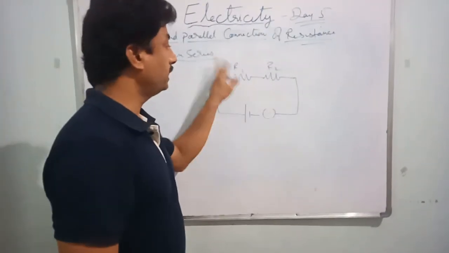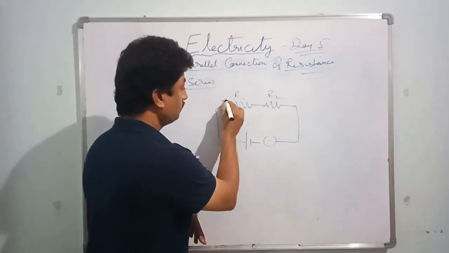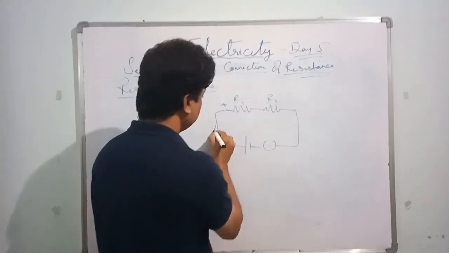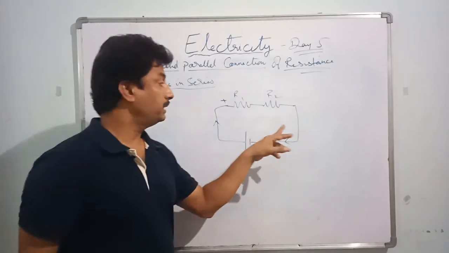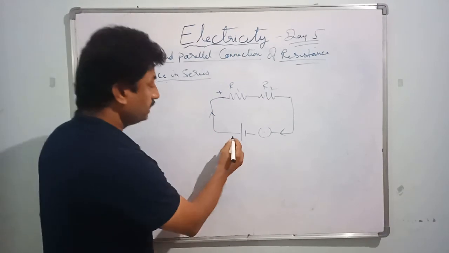The two resistors are connected in series, from the positive to the negative, and the other end is connected to the positive. This is how the circuit will be. So now they are connected here, and now the current flows.